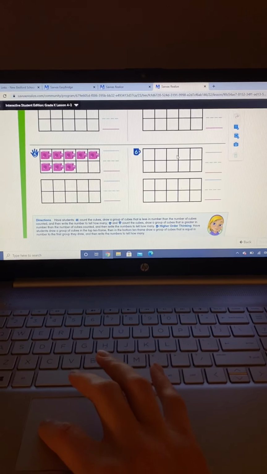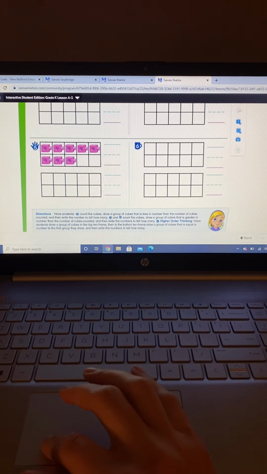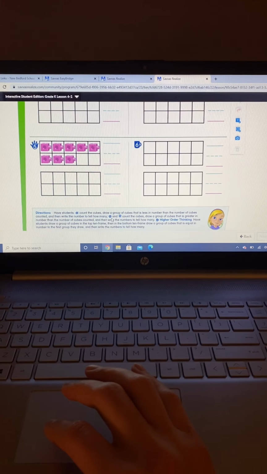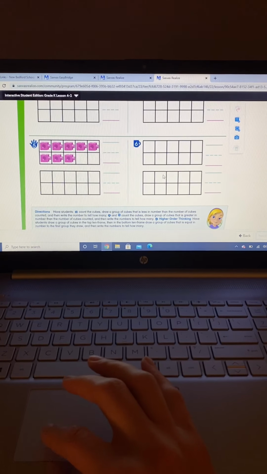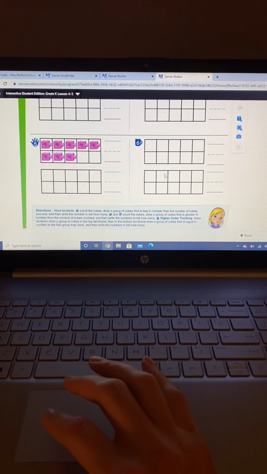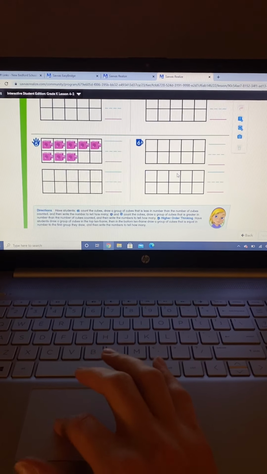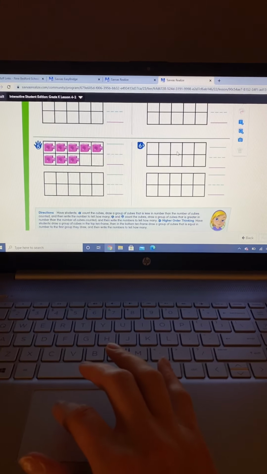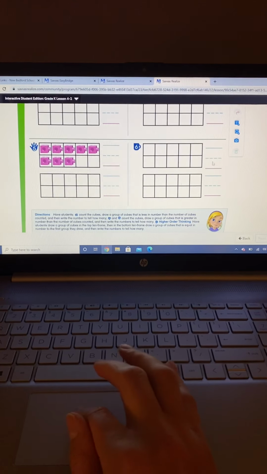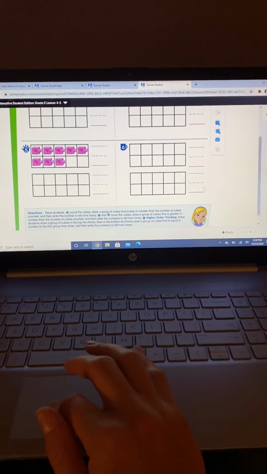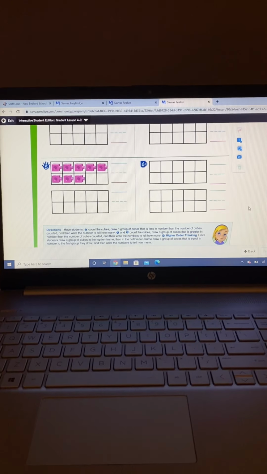And for number 6, you're going to do this one by yourself. It says you are going to draw a group of cubes in the top 10 frame and then in the bottom 10 frame. You want to do an equal amount in the top 10 frame as the bottom 10 frame. That means the same amount. And then you're going to circle both numbers to show that they are equal groups. And that is what you're going to do for math today.